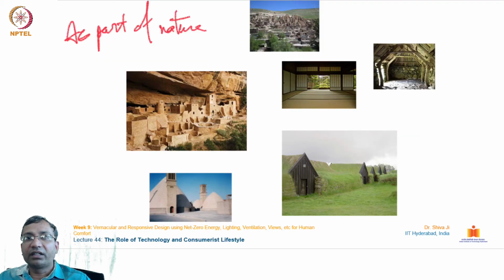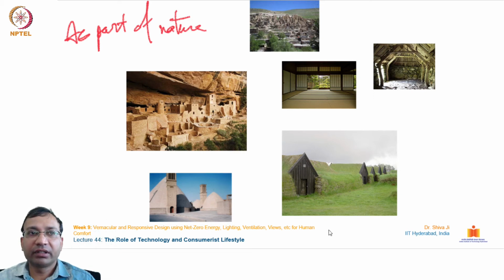We can see here some examples from different countries, like how vernacular designs have been part of nature itself. You can see over here this doesn't look like a man-made roof, but the natural grass surface has grown on top of these houses. And some more examples over here, you can see these giant quarters from Japan.